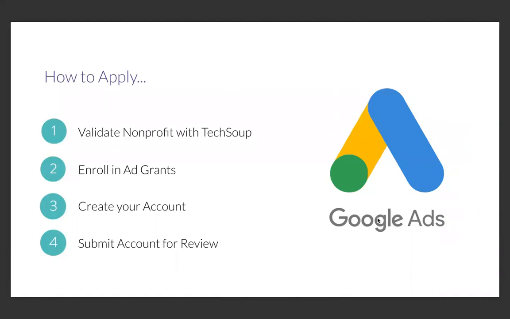You also have to enroll in Ad Grants. Once you get accepted, you create your account, which is the campaigns, ad groups, and all that, and then you submit the account for review. So that's in a nutshell the process. As you can see, it's step 1, 2, 3.